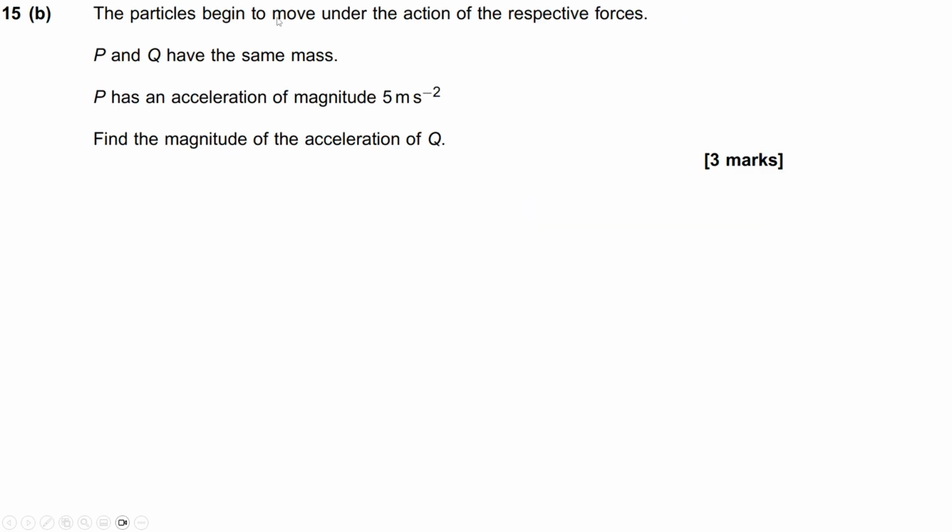The particles begin to move under the action of their respective forces. P and Q have the same mass. P has an acceleration of magnitude 5 meters per second squared. Find the magnitude of the acceleration of Q.